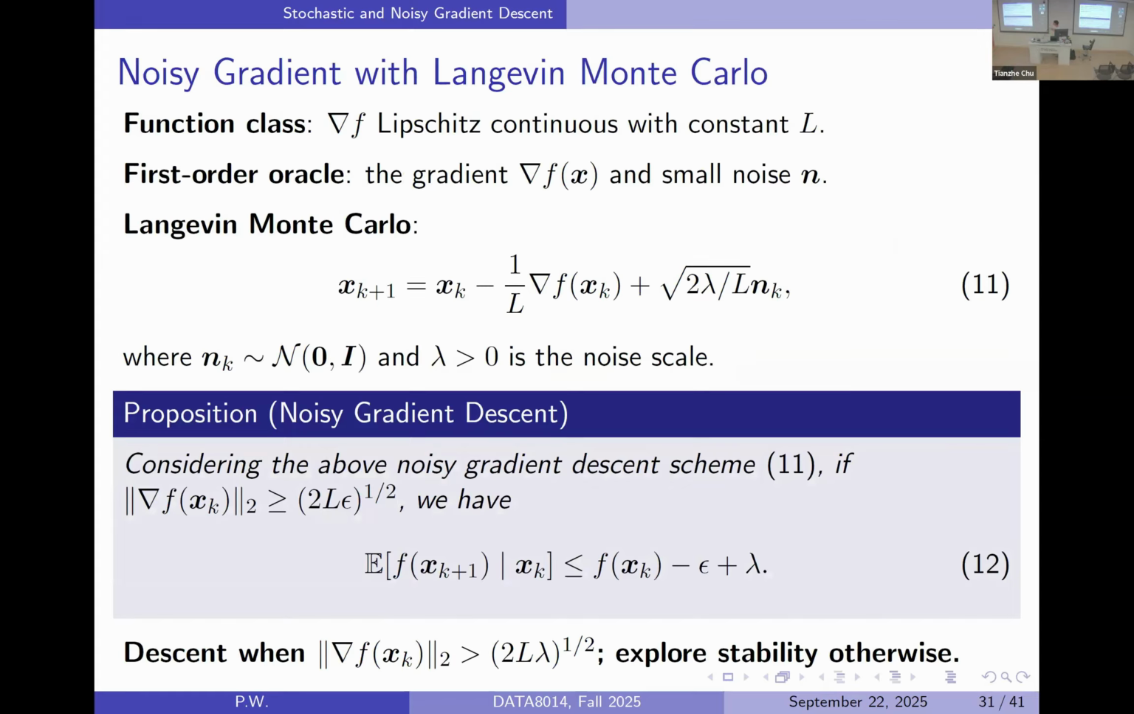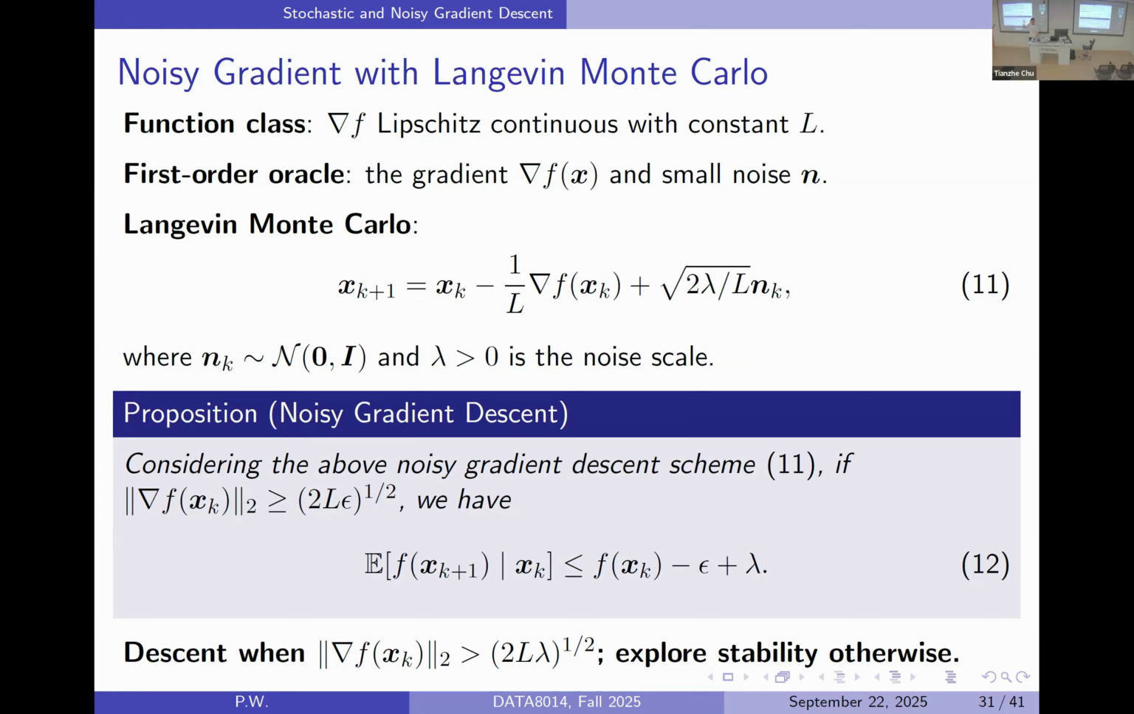Okay, and the next one, after we introduce stochastic gradient descent, we will take a quick look at noisy gradient descent. Here we consider a very concrete noisy gradient descent, that is Langevin momentum. The function we consider has a Lipschitz continuous gradient, with Lipschitz constant L. And we can access the first-order gradient. Here, this n is a small random noise.